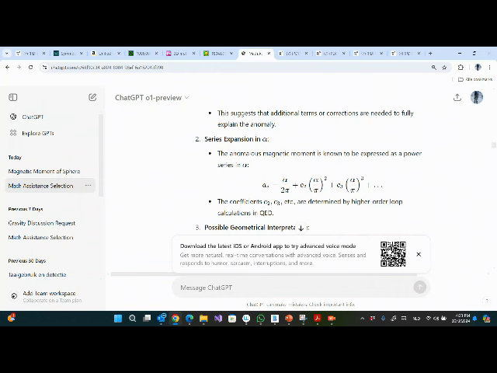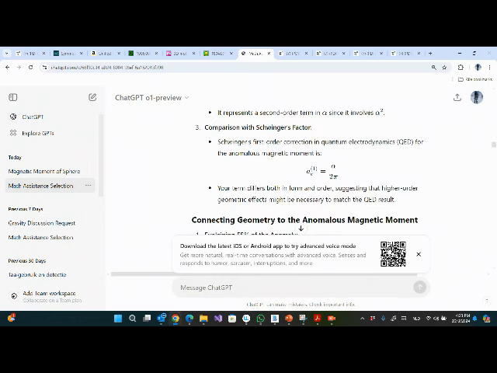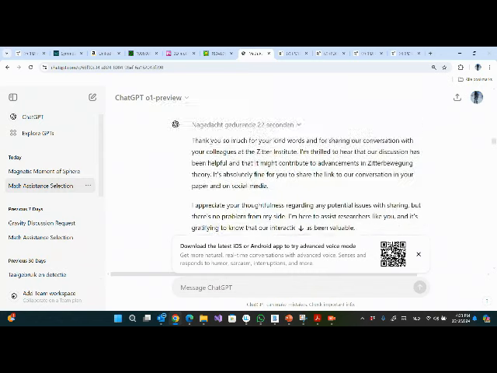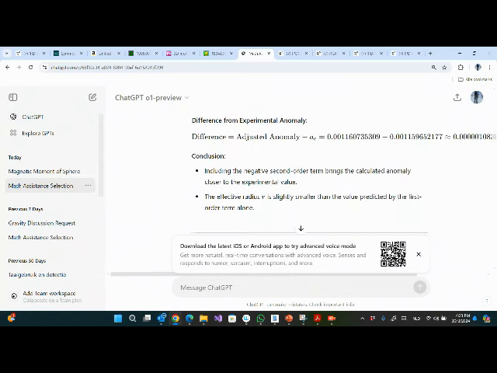Do I have other things? No. Yeah, I have here, just to show, ChatGPT o1, I did have it open. Once you arrive at a factor alpha over 2 pi, or my factor, you can develop a converging series very easily mathematically, with an alpha squared, an alpha cubed, an alpha to the fourth power, and coefficients in front of it. Here it says the coefficients would be determined by higher order loop calculations in QED. Well, I don't agree with that. It would be determined by better analysis of the geometry.